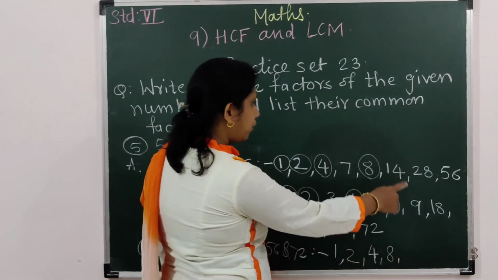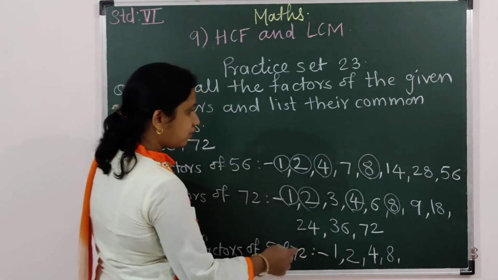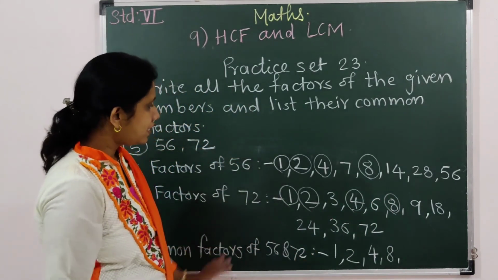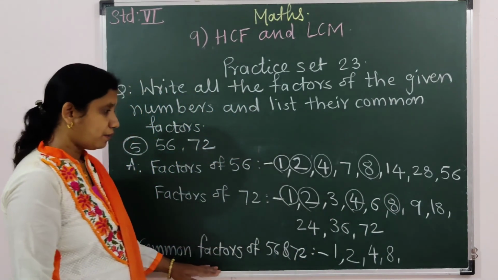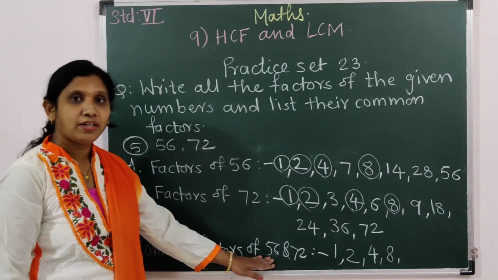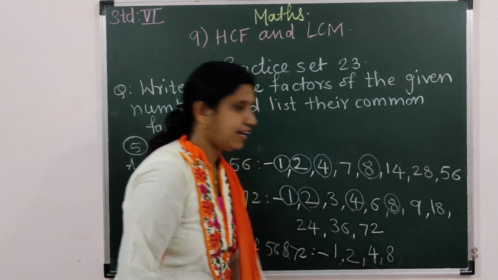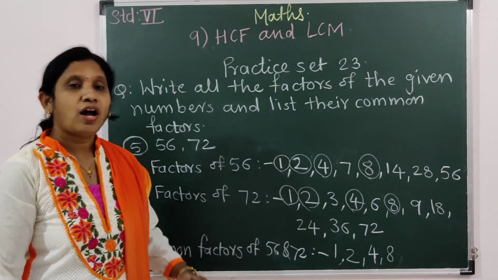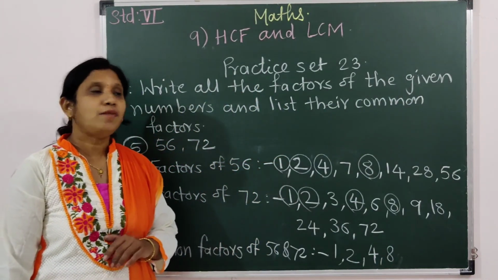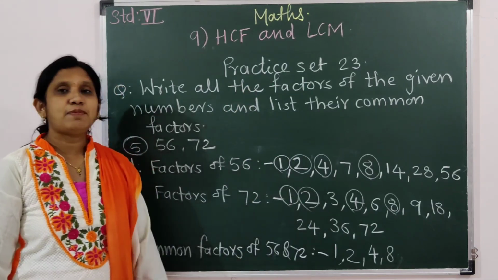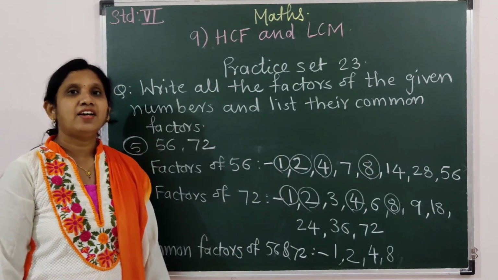Then 14 is not there. 28 is not there. No other number is common. So which are the common factors of 56 and 72? 1, 2, 4 and 8. Alright? So I hope, children, you all must have understood this practice set in detail, very clearly.